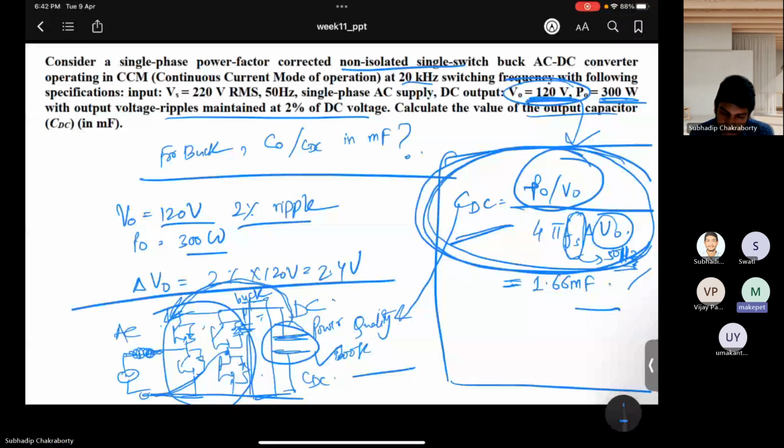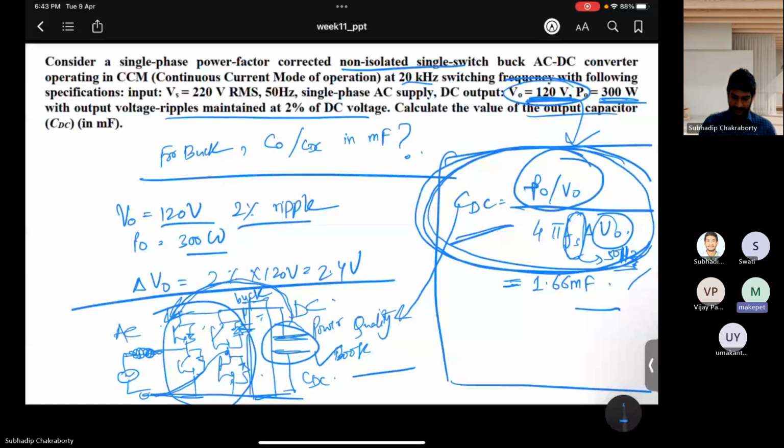Sir, the answer is coming 16.5 millifarad. By calculating, we can get 1.65 into 10 to the power minus 4, when converted to millifarad. Let me check. 300 is the power divided by V0. V0 is what? 120. 120. Divided by 4 pi into Fs. Fs is 50 into 2.4, right? No, I am getting 1.5 millifarads only.